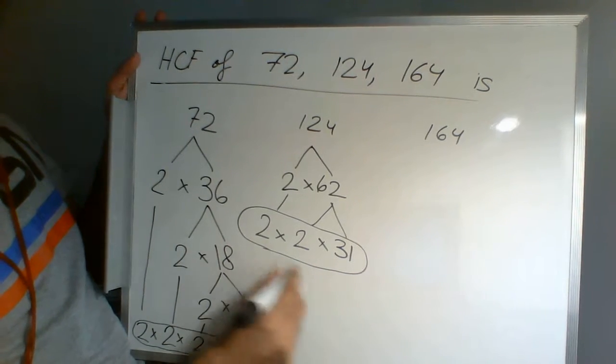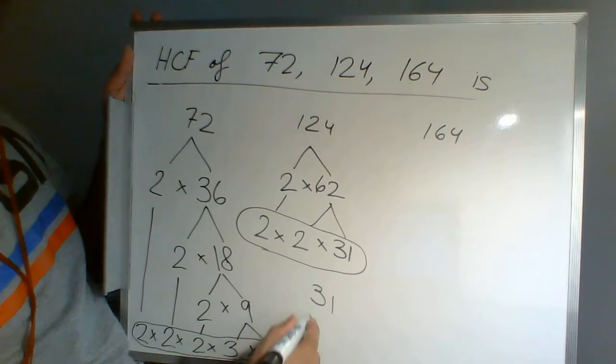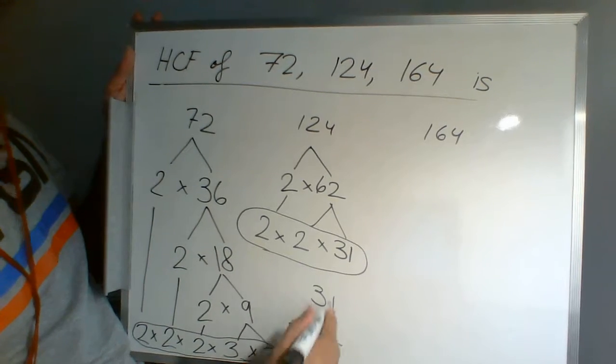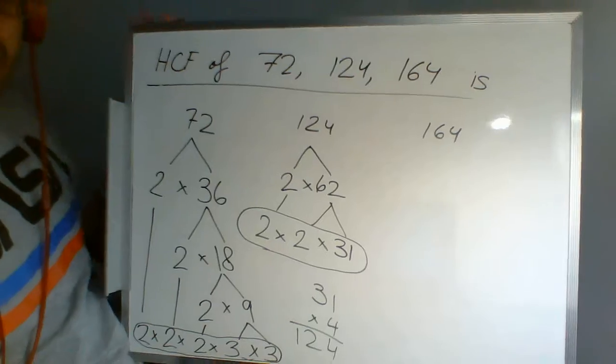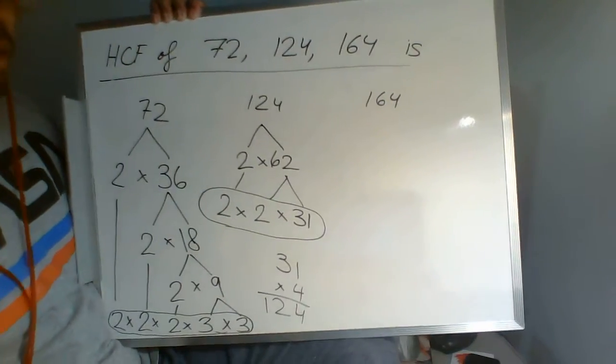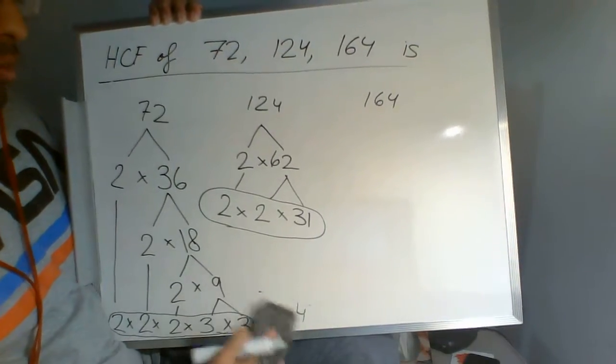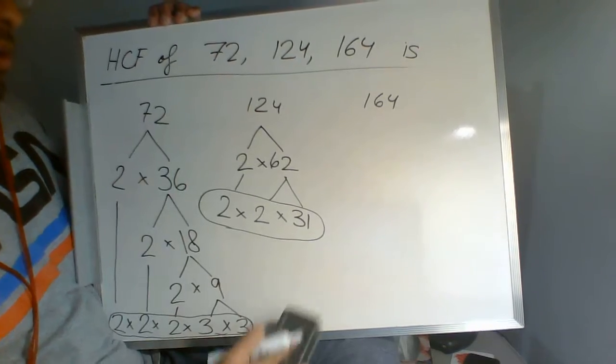And if you wanted to go through that, we know 2 times 2 is 4, so we're going to do 31 times 4. 4 times 1 is 4, 4 times 3 is 12. Yep, that returns the 124 that we started with. So, there are our prime factors for 124.